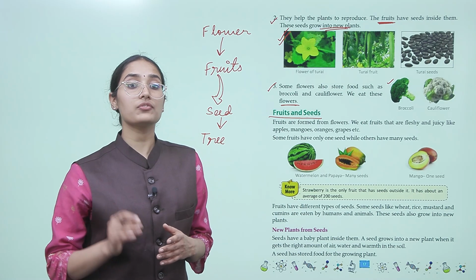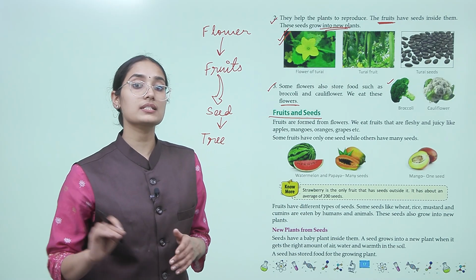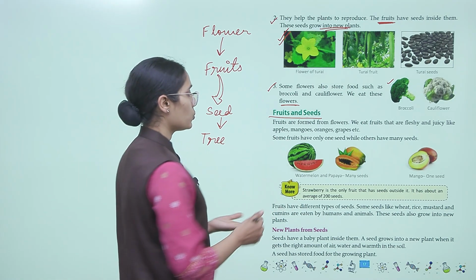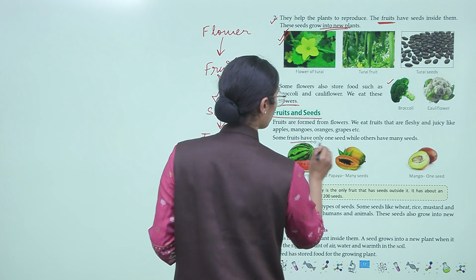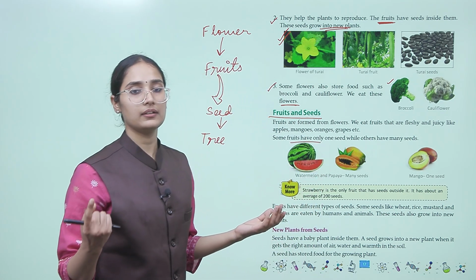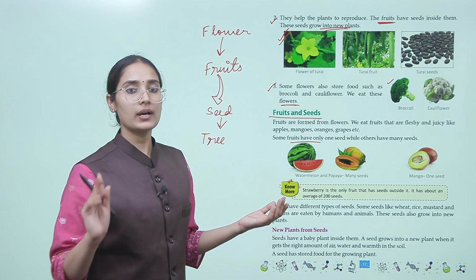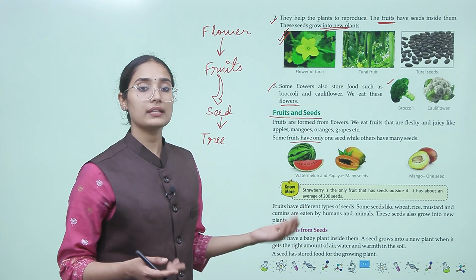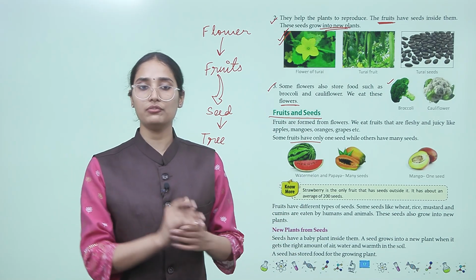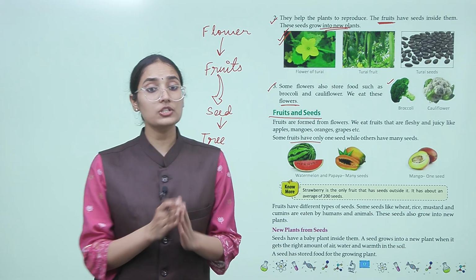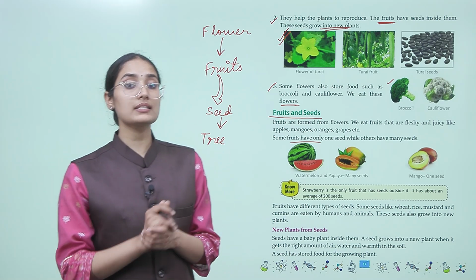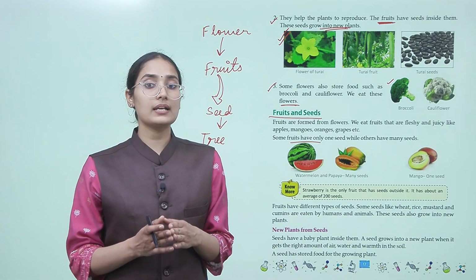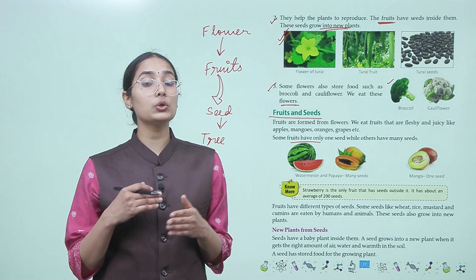Some fruits have only one seed while others have many seeds. If you talk about mango, it has only one seed, right? One mango has only one seed, whereas if we talk about watermelon or papaya, they have many seeds inside one single fruit, right? Do you know that strawberry is the only fruit that has seeds outside? It has an average of about 200 seeds.